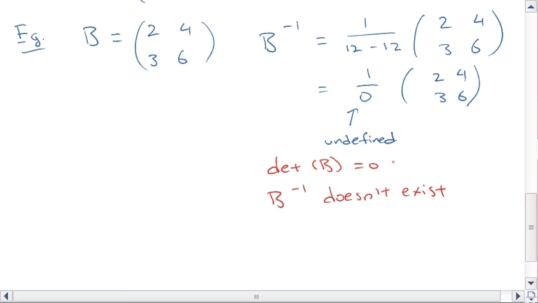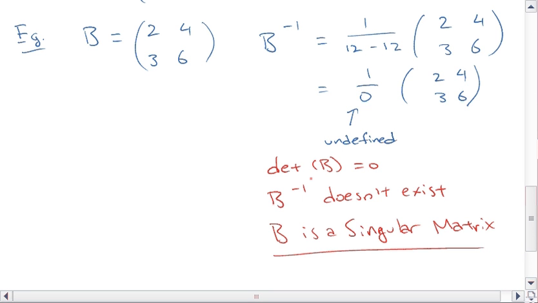This is a special kind of example, and there are lots of these matrices where the determinant is 0 and the inverse doesn't exist. These are called singular matrices, so B is a singular matrix. And all it means is that exactly like we can't divide a number by 0, we also can't find the inverse of a matrix where the determinant is 0.